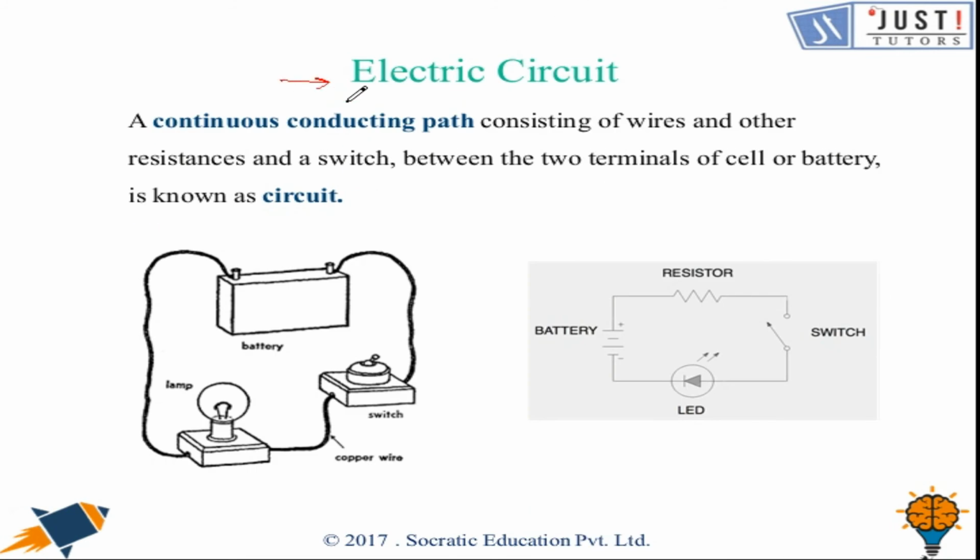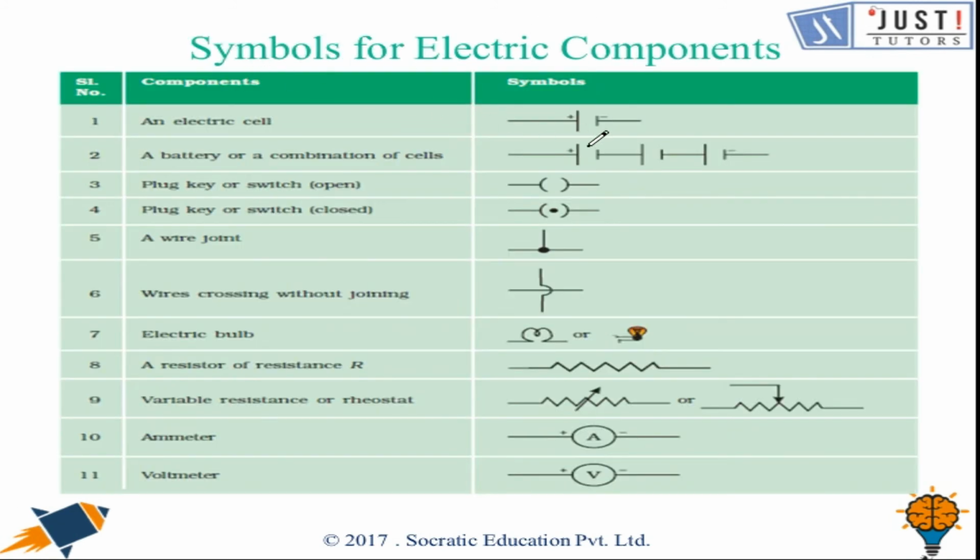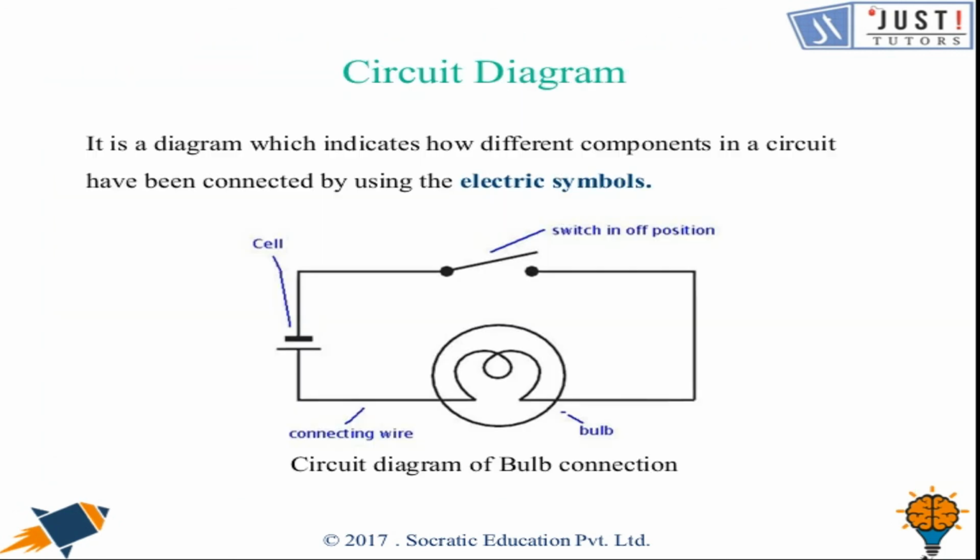Now what is an electric circuit? A continuous conducting path consisting of wires and other resistances and a switch between the two terminals of a cell or battery is known as a circuit. These are commonly used symbols for electric components. Circuit diagram. It is a diagram which indicates how different components in a circuit have been connected by using the electric symbols, as an example has been given here in this picture. Electric circuits are represented by drawing circuit diagrams.